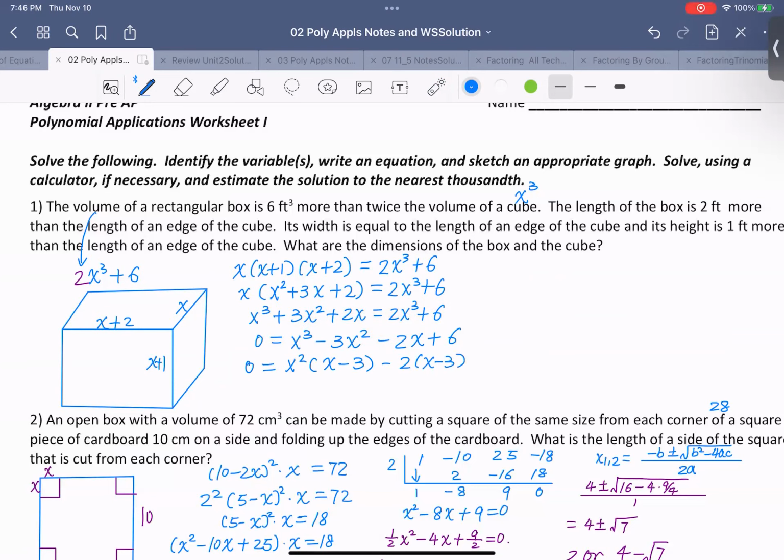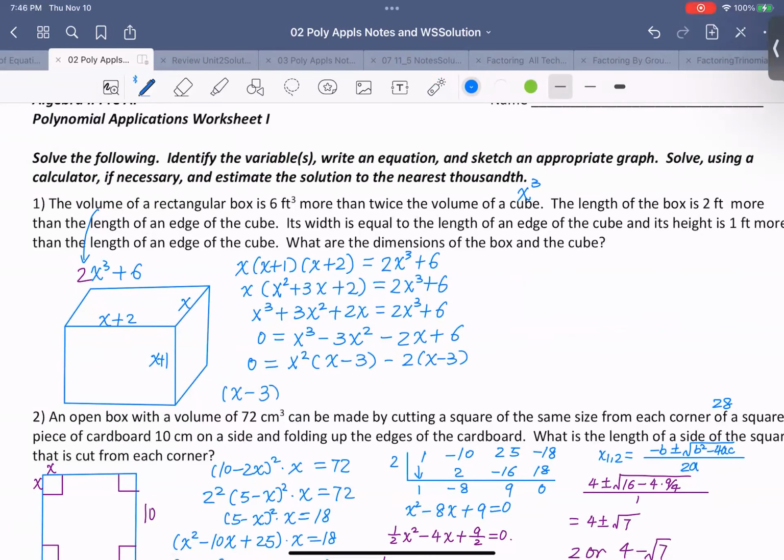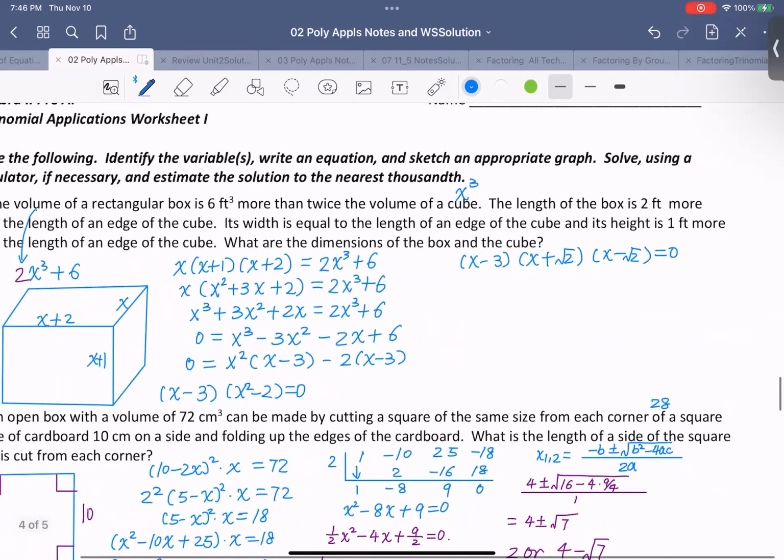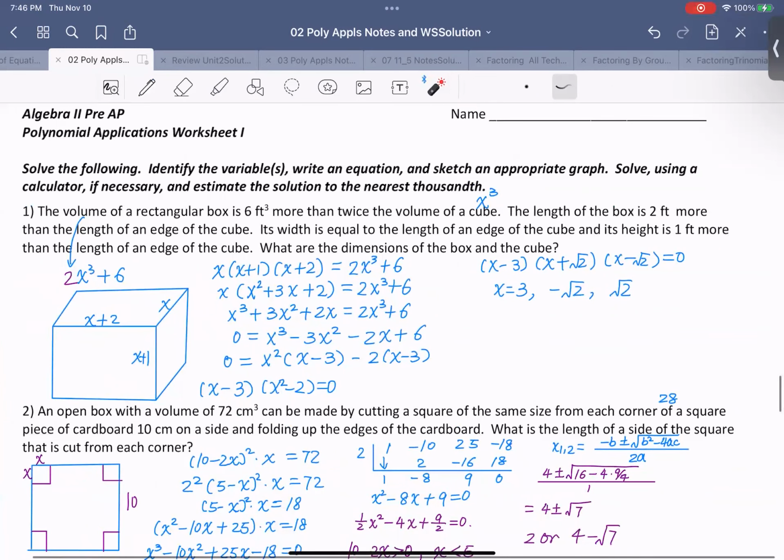So you have x minus 3 times x squared minus 2. And then you have x minus 3 times x plus square root 2, and then x minus square root 2, right? So x equals 3, and then positive square root 2. But it can't be negative, so you will cross out this one, right?